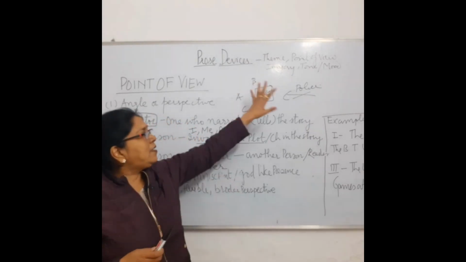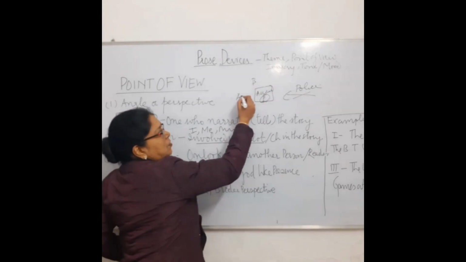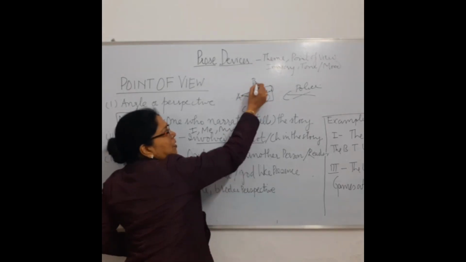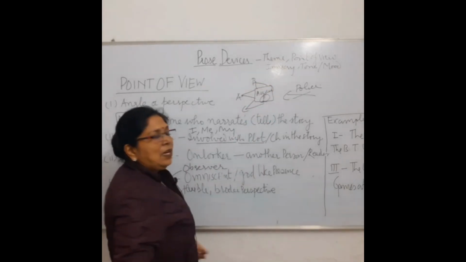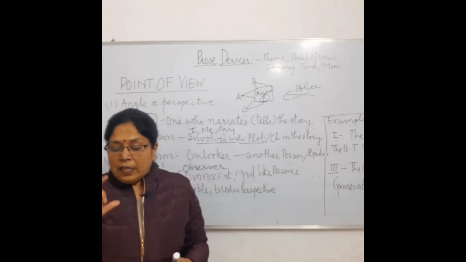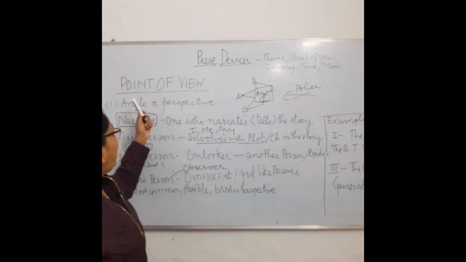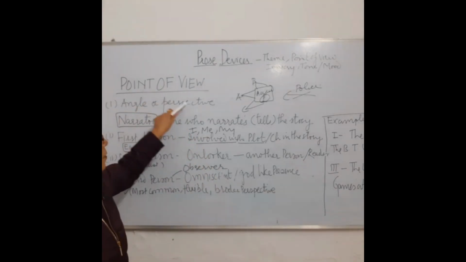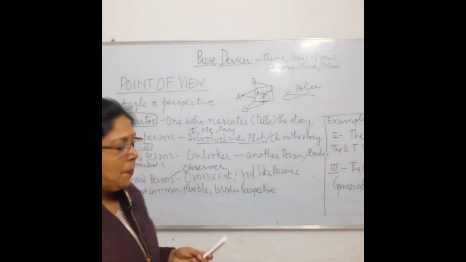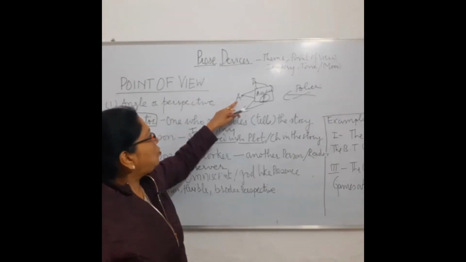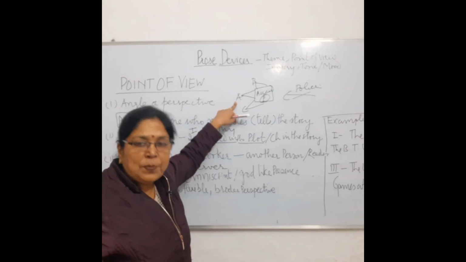In this way, the accident is one, but the angle of seeing it has been seen by A in a different perspective, by B in yet another perspective, by C in yet another perspective. It means the same thing can be seen from different perspectives or different angles, and these angles and perspectives are known as points of view. So, point of view depends on the person who is looking at the accident and what explanation he is giving to the accident.